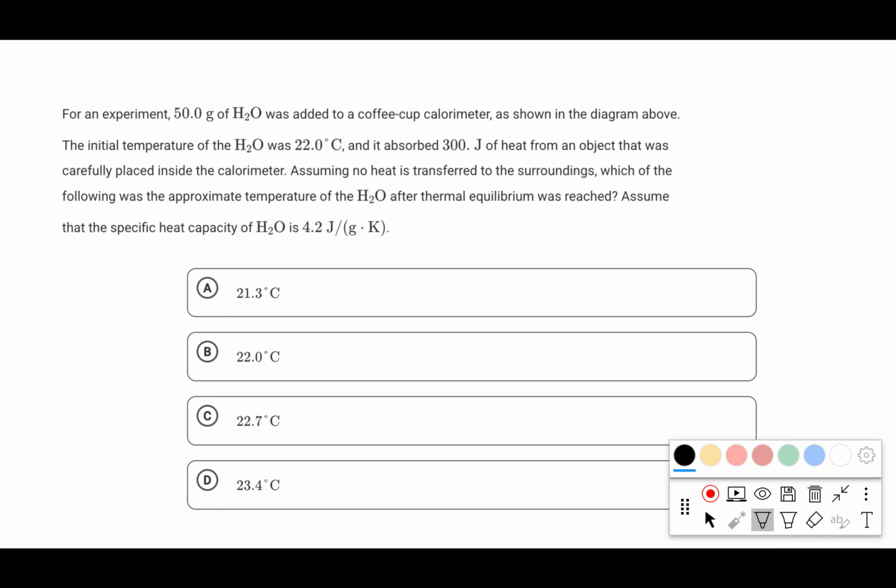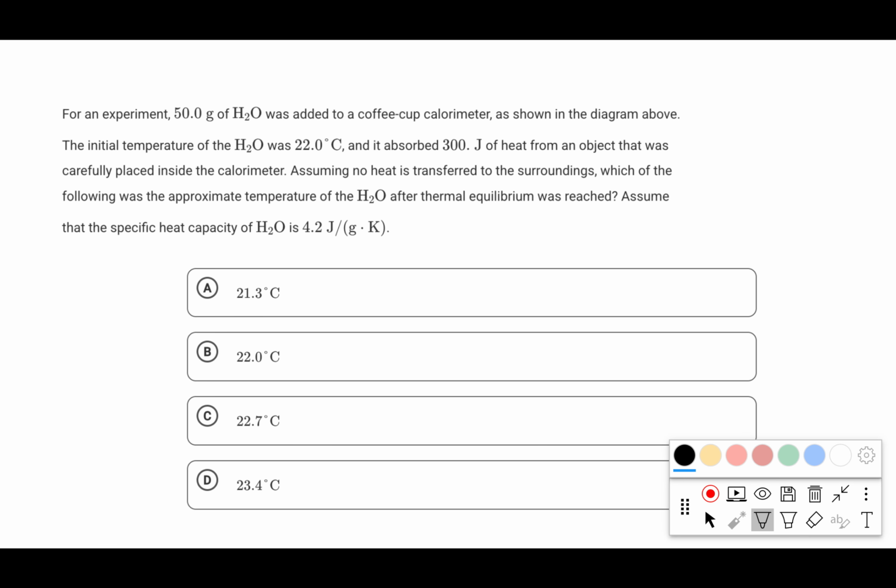Assuming no heat is transferred to the surroundings, which is the purpose of the styrofoam with the coffee cup, it says, which of the following was the approximate temperature of the H2O after thermal equilibrium was reached? Assume specific heat capacity of H2O is 4.2 joules per gram times Kelvin. Again, I got a different specific heat capacity for water. This one's in Kelvin, not in Celsius. Doesn't matter. We're still going to use all the same stuff. So it is asking me not about what is my specific heat. It is not asking me about how much heat I have. It is asking me what my change in my final temperature was.